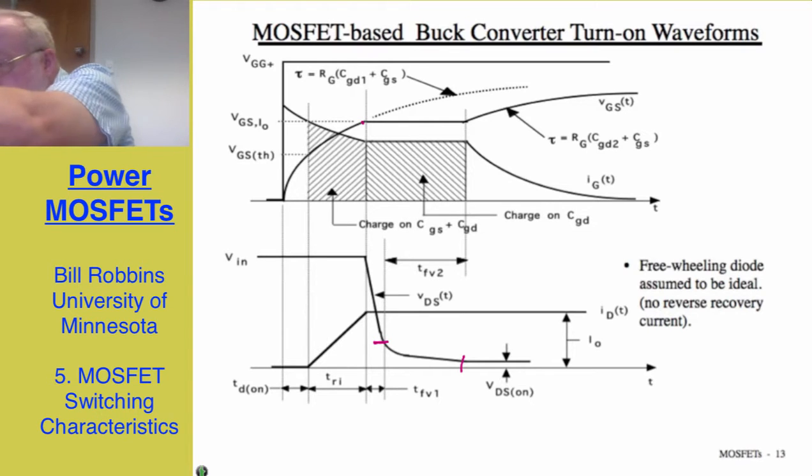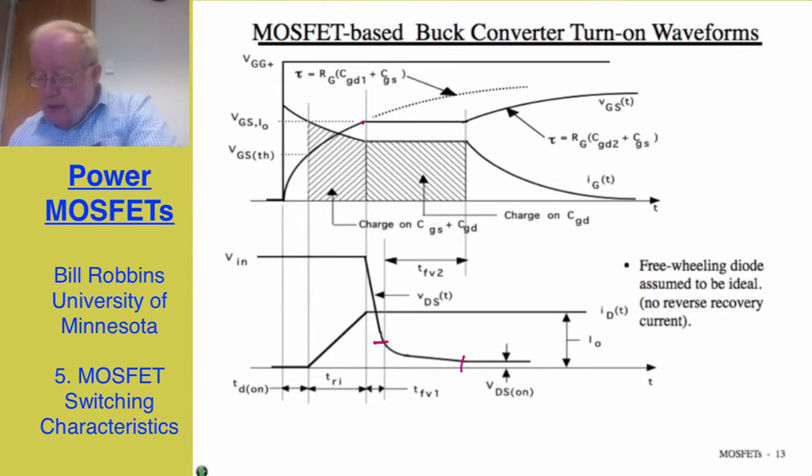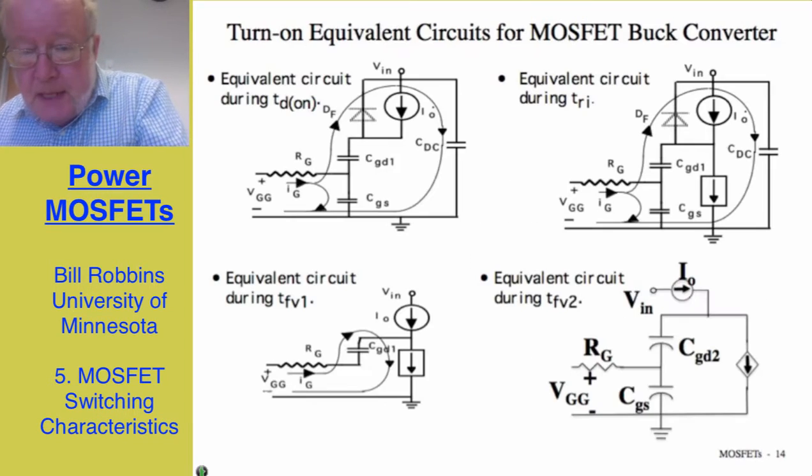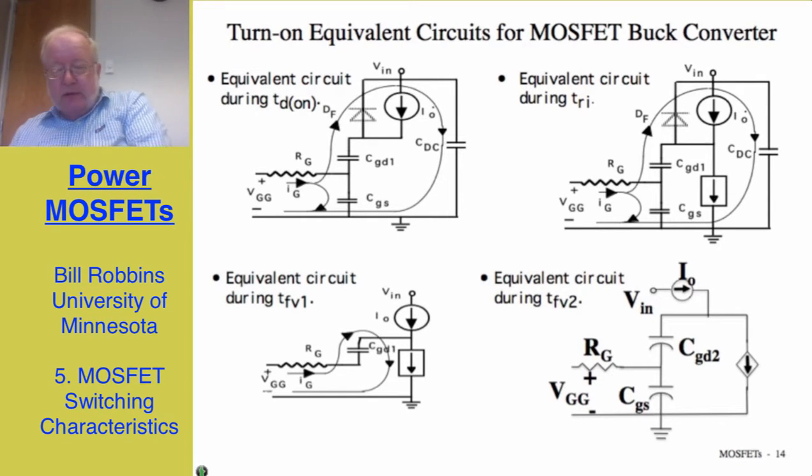Just to reiterate how one can use these equivalent circuits that I was describing earlier, here's a little bit more detailed explanation. During the turn-on delay time, our equivalent circuit is shown here in the upper left. I'm charging up the gate to source and gate to drain capacitances, which are in parallel. And when I reach the threshold voltage, then I have the current beginning to be commutated out of the freewheeling diode and into the MOSFET, and so we're gradually taking the current away and putting it into the MOSFET. And that takes a time interval T sub Ri.